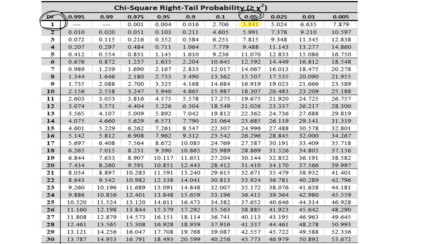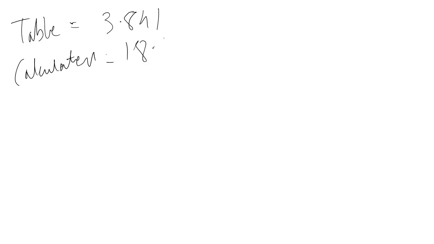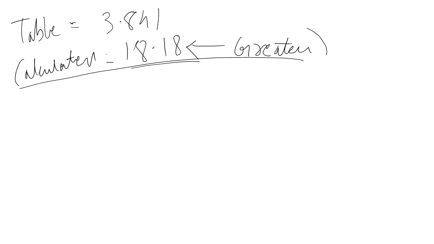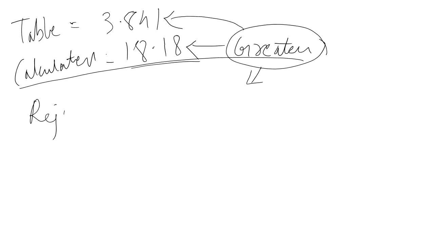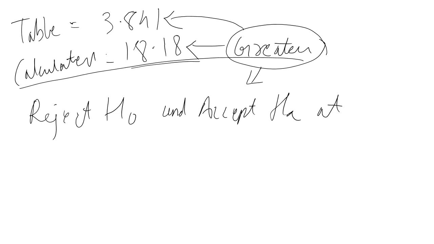So for 1 degree of freedom and at 0.05 level of significance, the chi-square table value is 3.841. So our table value is 3.841 and our calculated value is 18.18. So if you see, this is the greater value. The calculated value is greater than the table value. So we reject the null hypothesis and accept the alternate hypothesis at 0.05 level of significance.